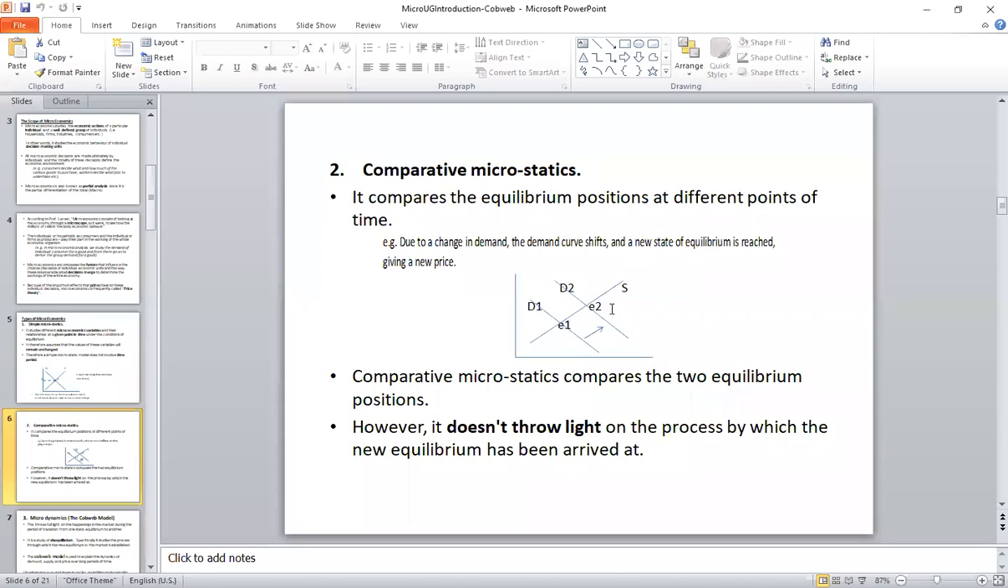So our equilibrium positions are E1 and E2. Comparative statics will compare those two equilibrium positions. However, this will not tell us how we arrive at the new equilibrium position. In other words, it does not throw full light on the process by which the new equilibrium has been arrived at. It just compares the two positions.